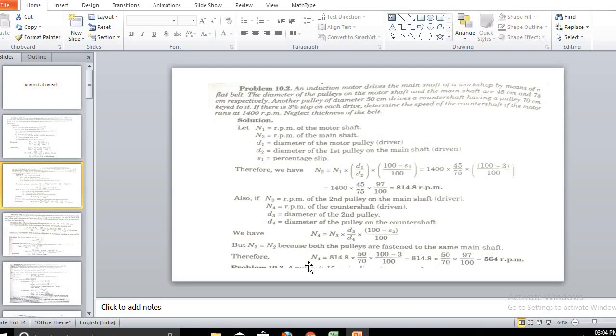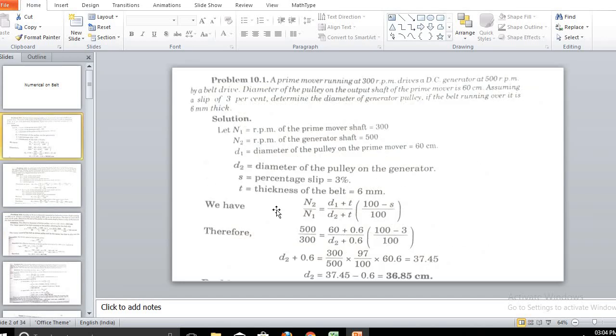So on the third shaft, there is the fourth pulley. Its speed now becomes 564 RPM. This is the example based on the compound belt drive. This is a simple example considering thickness and considering slip.